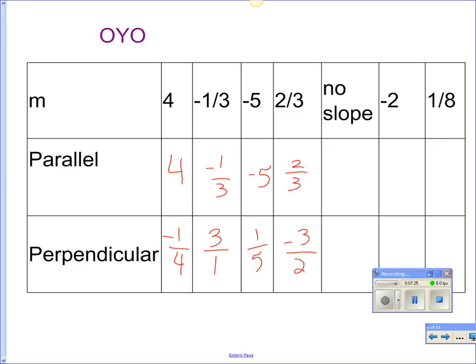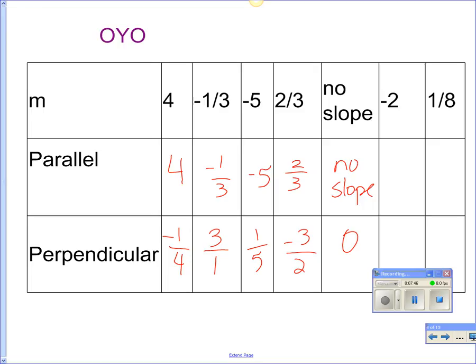Very good. All right. Monica, this one's tricky. It's okay if you don't quite get it. Let's see what you got though. What'd you get for this one? All right. Very good. No slope and 0. So 0 and no slope are opposites. All right.